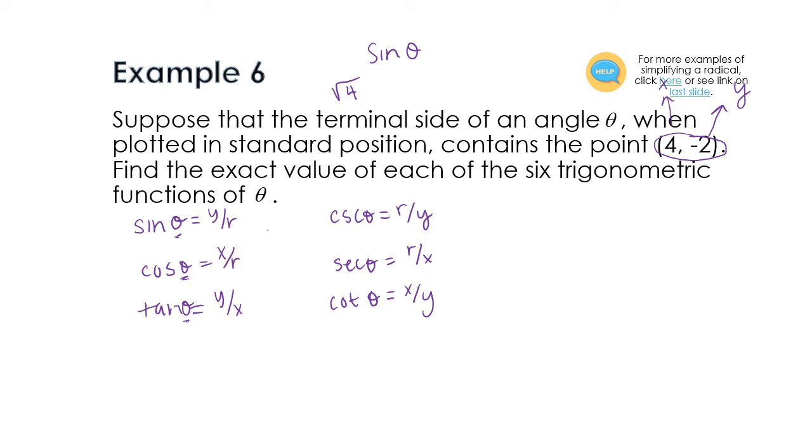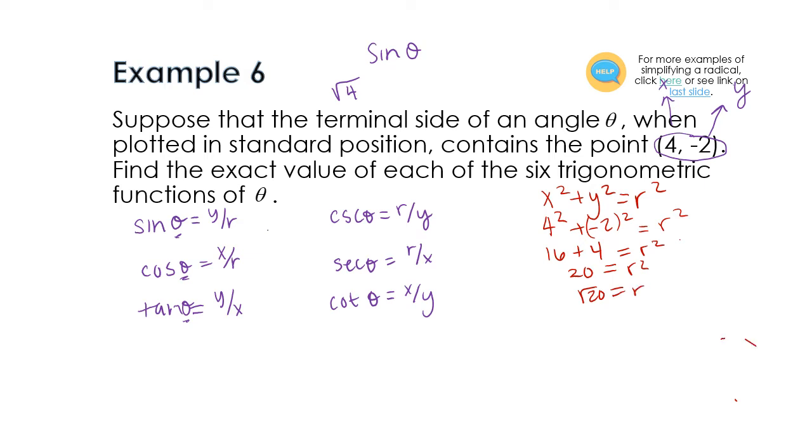So we've got our x and our y value, but the thing we don't have here is our r value. So we can use that formula, x squared plus y squared equals r squared. So we've got 4 squared plus negative 2 squared equals r squared. So I get 16 plus 4 equals r squared. So 20 equals r squared. Square root of 20 equals r, and we need to simplify that.